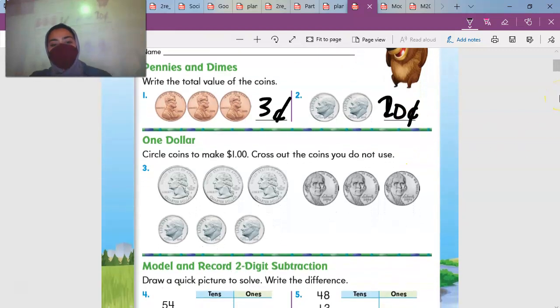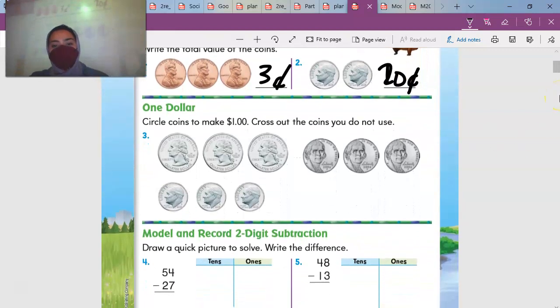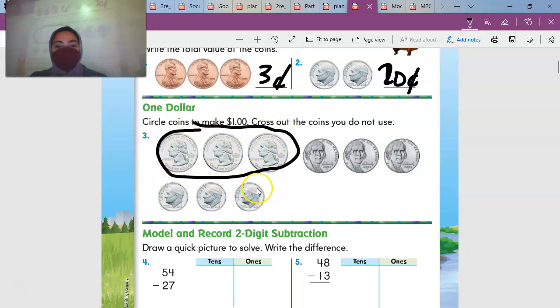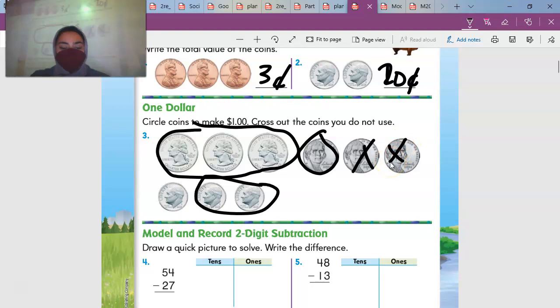Number 3, circle the coins to make $1. Cross out the coins you do not use. There's different ways to do it, but to me the simplest way is to put 3 quarters together, and 3 quarters makes 75, and I need 25 more cents to make $1, so 2 dimes and a nickel is 25 cents. That's what I would have done, but if you did yours differently and it still makes $1, then that's okay too.